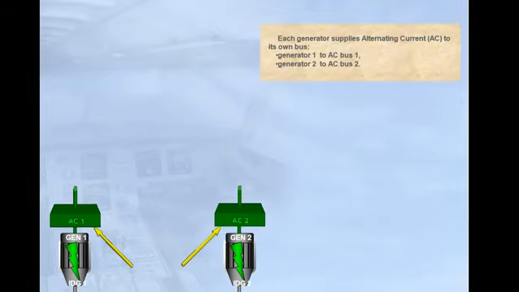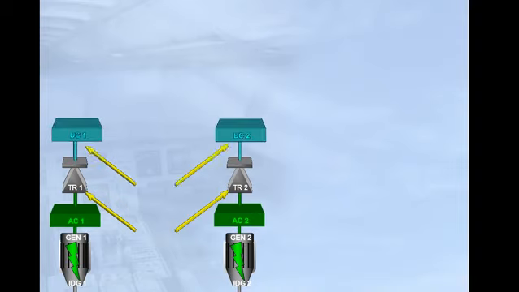Each generator supplies alternating current, AC, to its own bus. Generator 1 to AC bus 1, Generator 2 to AC bus 2. Each AC bus supplies its own transformer rectifier, TR. AC bus 1 to TR1, AC bus 2 to TR2. The TRs convert alternating current into direct current, DC, to supply their associated DC buses, DC1 and DC2.